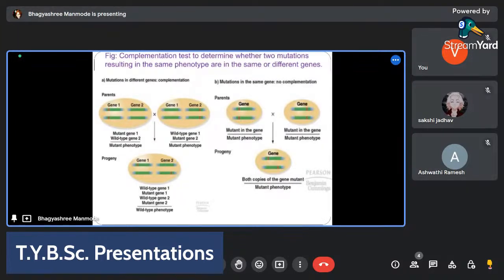So here are two diagrams: mutations in different genes is the A diagram, and mutations in the same gene is the B diagram. The A diagram shows that the result is a wild-type phenotype, and the B diagram shows that there is no complementation here, so we got a mutant phenotype.